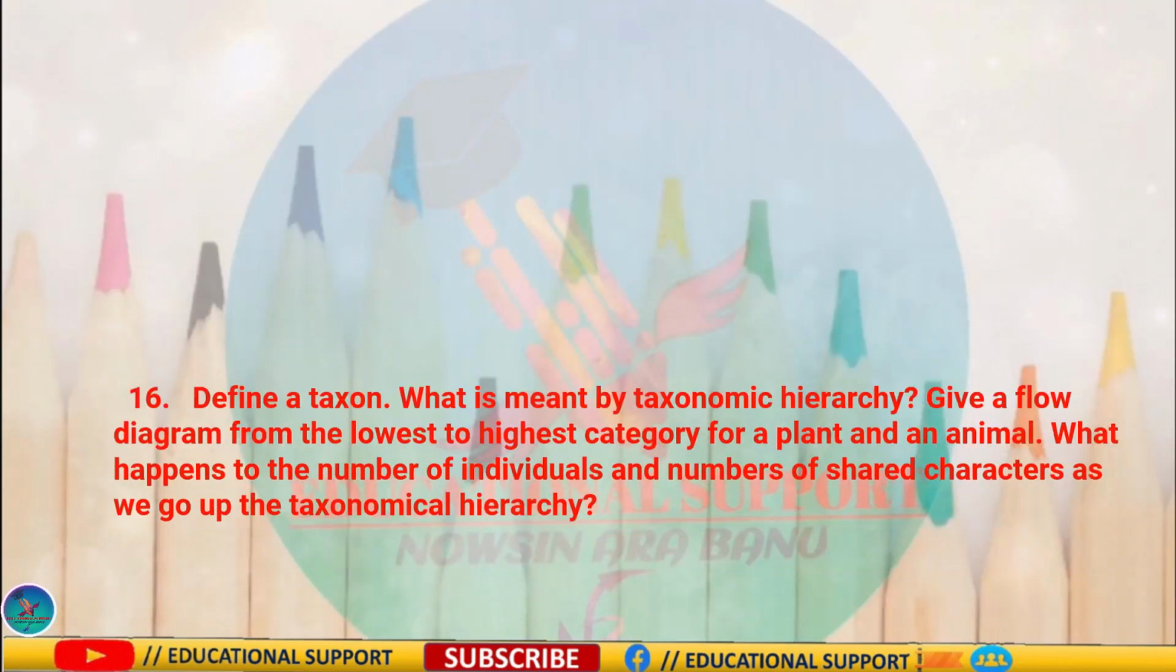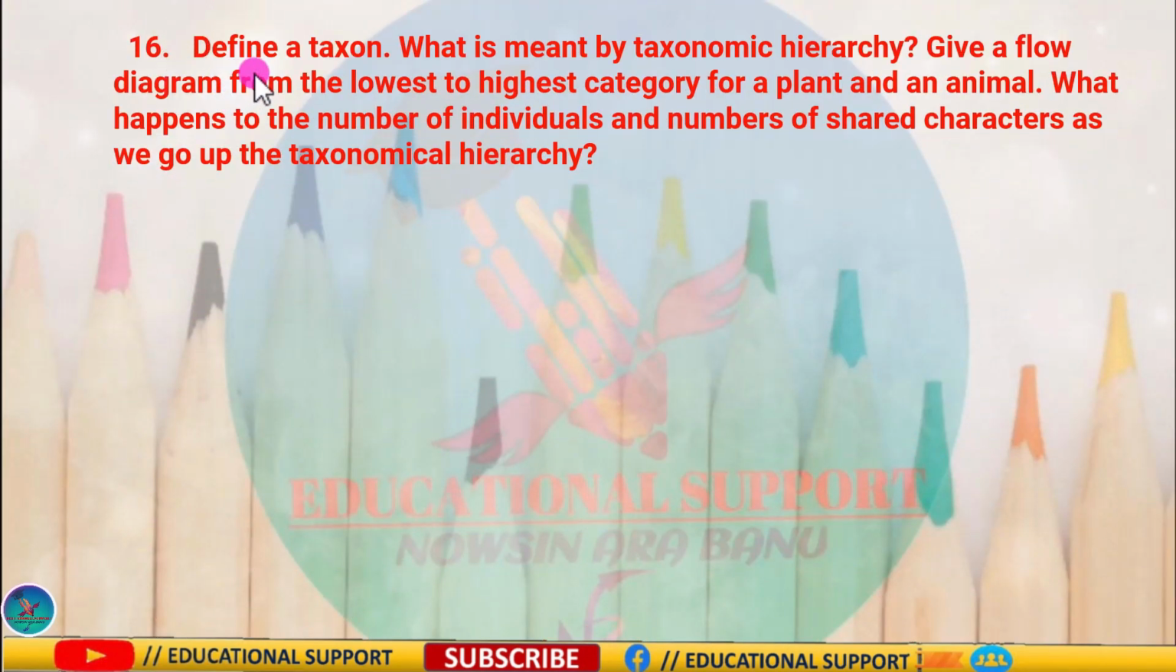Next question is: Define taxon. What is meant by taxonomic hierarchy? Give a flow diagram from the lowest to the highest category of a plant and an animal. What happens to the number of individuals and number of shared characters as we go up the taxonomic hierarchy?